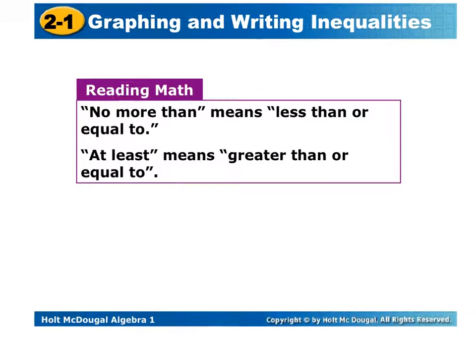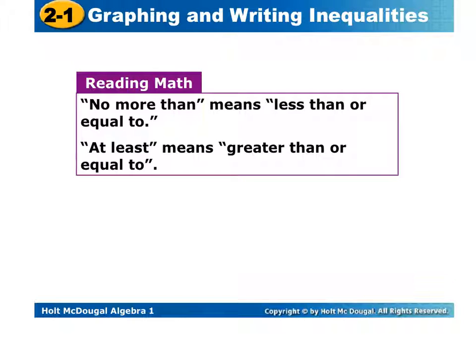Okay, few words that are going to be important to us for the word problems. No more than, those words mean less than or equal to. Okay, so in my classroom, I have 32 desks. I can have no more than 32 students in my classroom sitting at a desk at one time. What does that mean? No more than 32 students. How many students can I have in my room? 32. Good. So 32 or less. Okay, it could be equal to 32, but it has to be less.